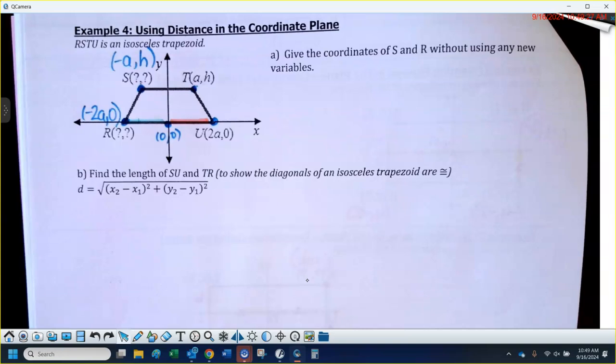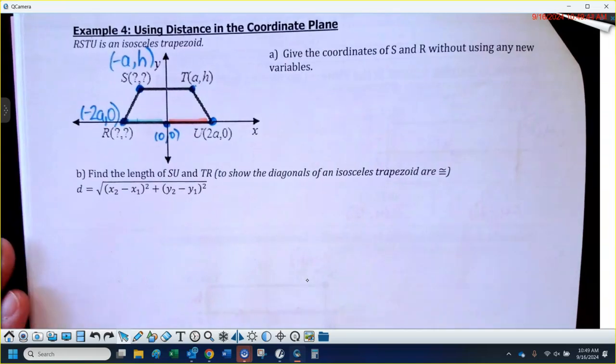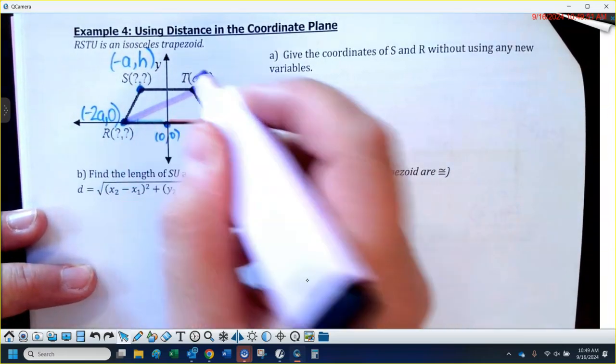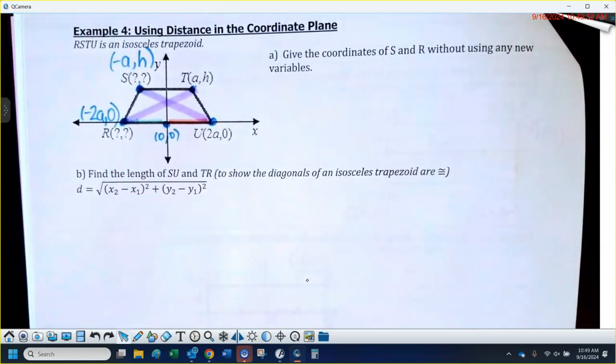Is anybody having a question? I'm going to show you a tiny introduction to a coordinate proof. We're going to do more with this tomorrow, but we're going to prove really quickly using the distance formula that the diagonals of an isosceles trapezoid, which is what we have here, are congruent. So if you guys remember talking about this, let me grab a different color. We were talking about this last week when we talked about the trapezoids. The diagonals of an isosceles trapezoid are congruent to each other.